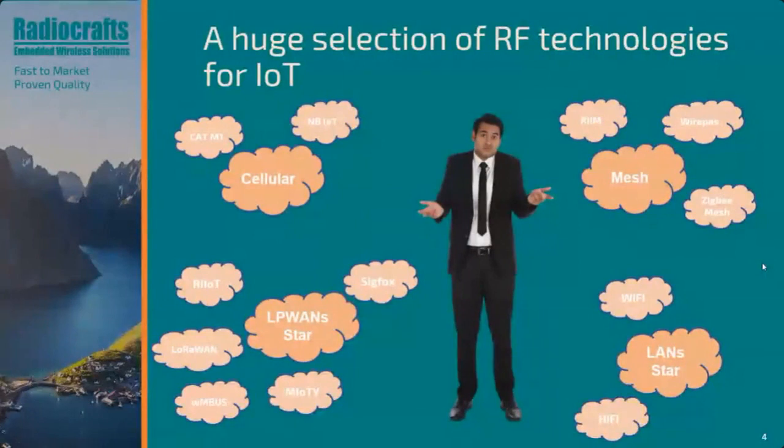Radiocrafts Riot, you have LoRaWAN, you have MBus, MIoT, the infamous Sigfox. Then also in the mesh topology, you have RIIM, WirePass, also Zigbee mesh. It's very popular. Then, of course, you have the usual local area networks like Wi-Fi. But the local area networks like Wi-Fi, they have very huge power consumption, so they will not be in the scope of at least this discussion.